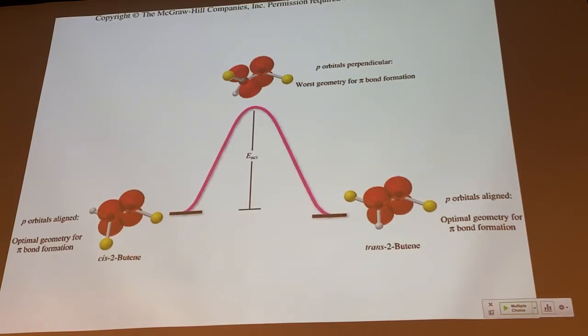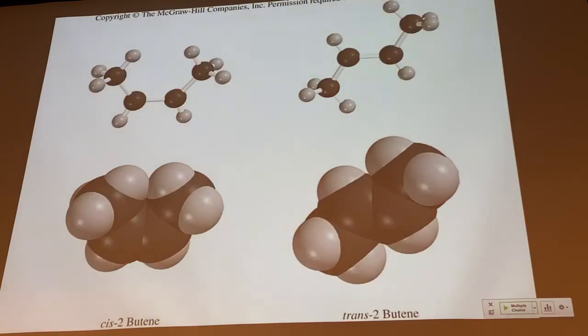Someone raise their hand. Yes. Okay, trans. Why? Okay, yep. We have steric hindrance in cis. The two alkyl groups are too close together, and they're opposite in trans. So trans will be more stable than cis. We'll go into a little more depth on that in a moment.